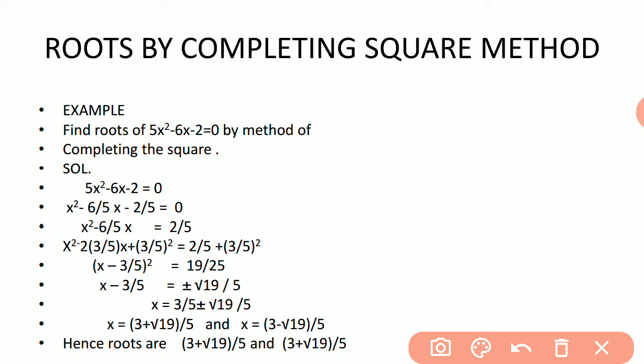Again, x - 3/5 = ±√19/5, or x = 3/5 ± √19/5, and we will take x = (3 + √19)/5, and second, for the case of the minus sign, x = (3 - √19)/5. Hence the roots are (3 + √19)/5 and (3 - √19)/5.